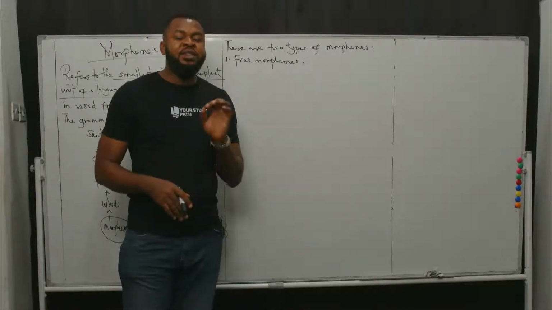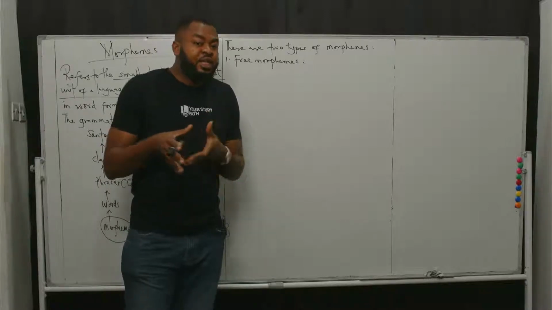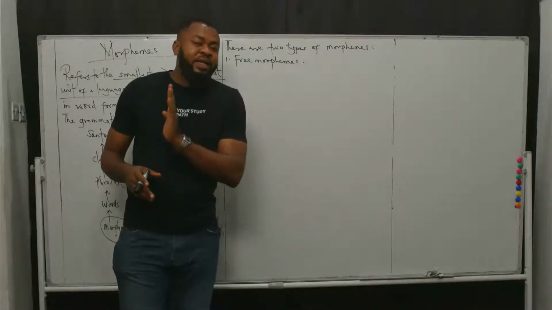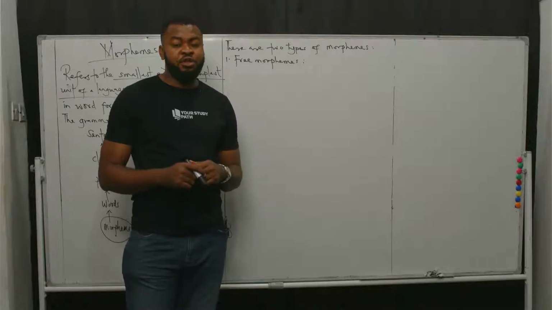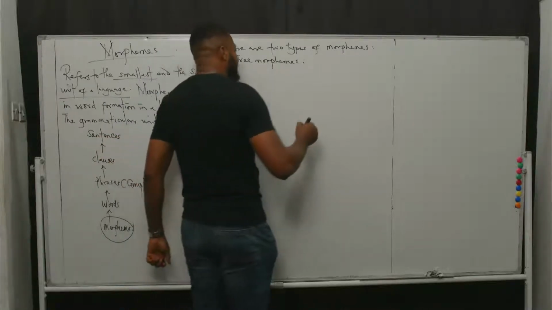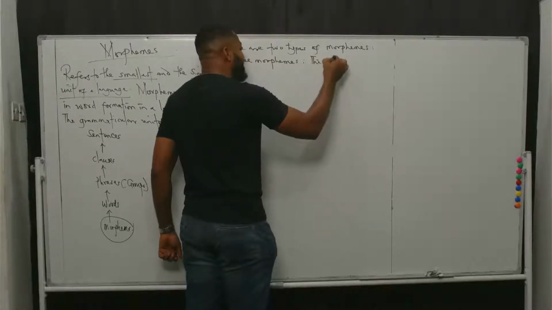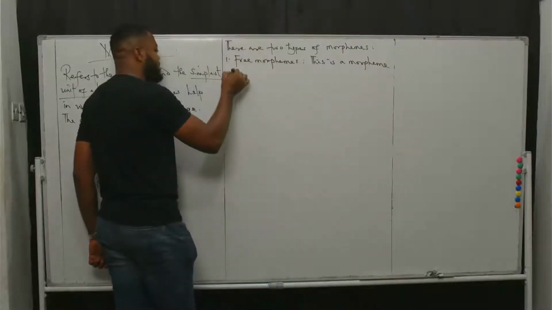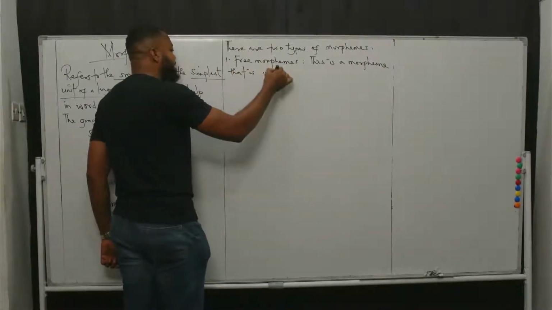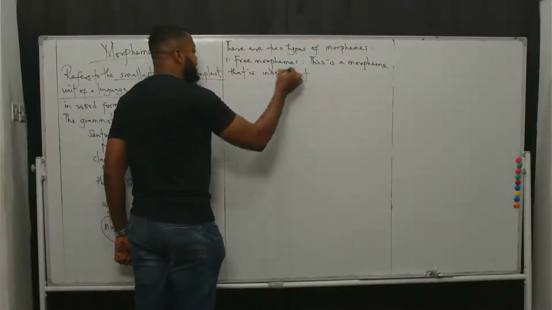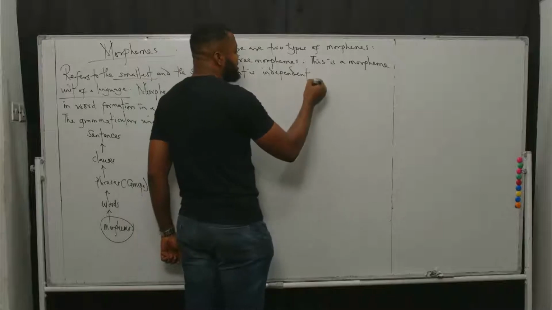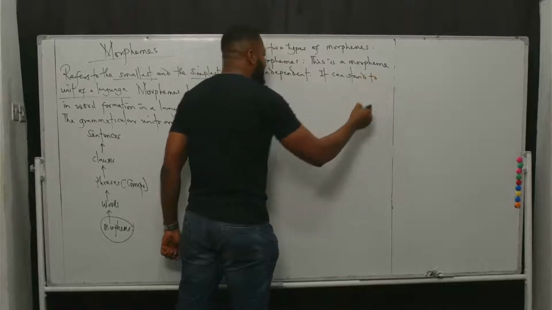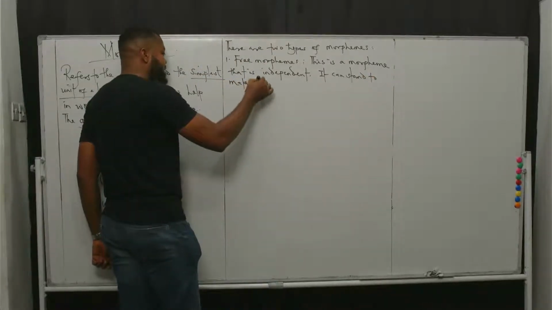Do you understand? Now, this is a morpheme that is capable of standing on its own. That is a morpheme that could produce meaning, a morpheme that is independent. That's a free morpheme. Now, let's take the definition. This is a morpheme that is independent. It can actually stand to make meaning.